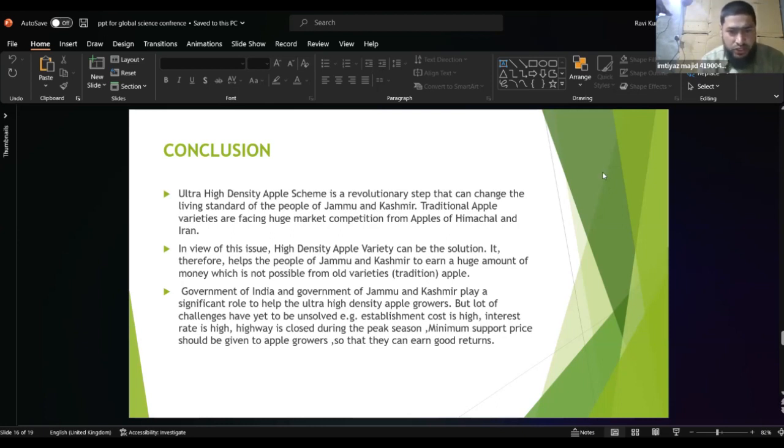The Government of India and the Government of Jammu and Kashmir play a significant role in helping the ultra high density apple growers, but a lot of challenges are yet to be solved. For example, establishment cost is high, interest rate is high, highways are closed during the peak season, and minimum support price should be given to the apple growers so that they can earn a good return.